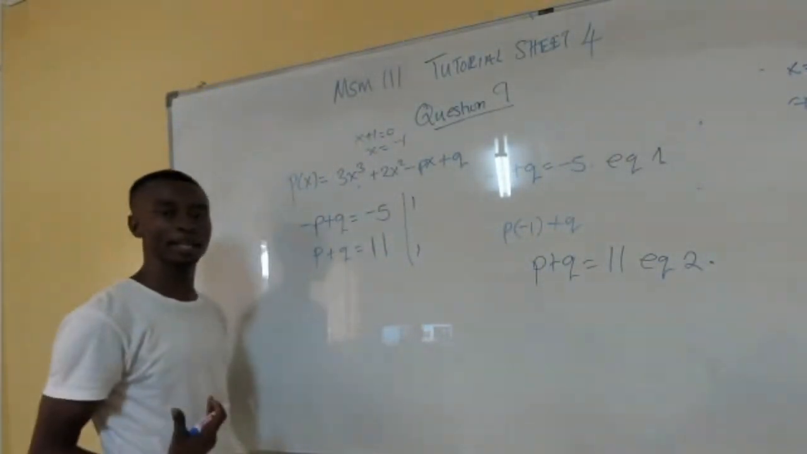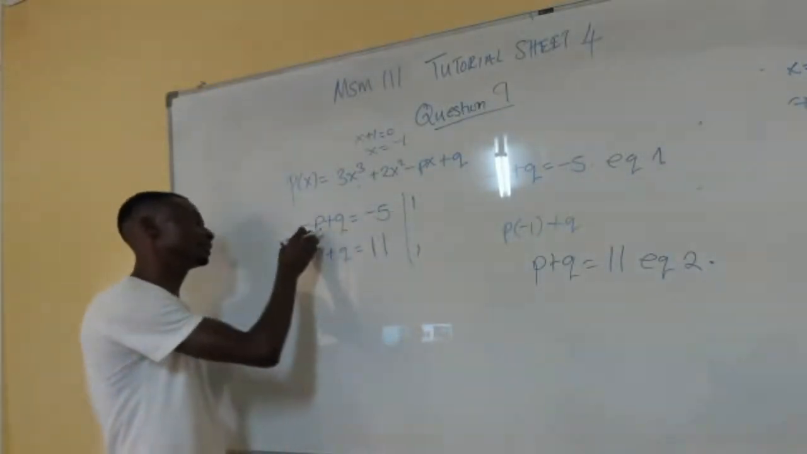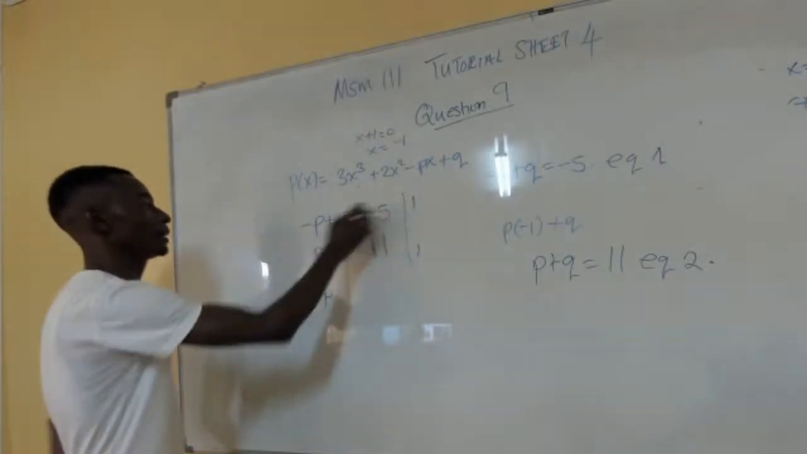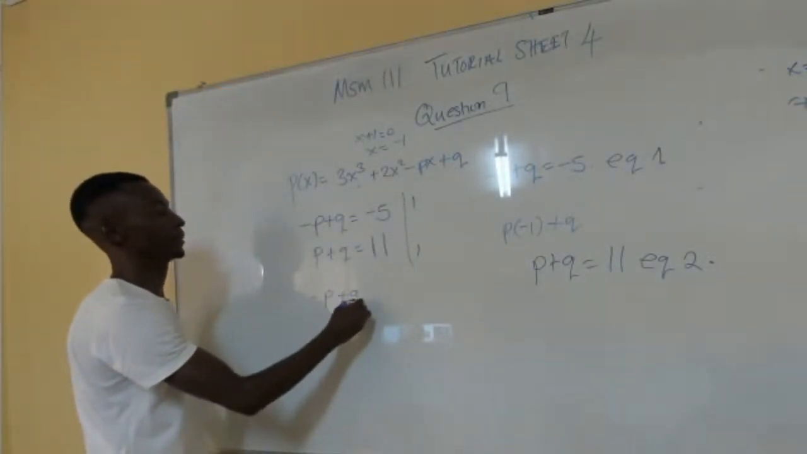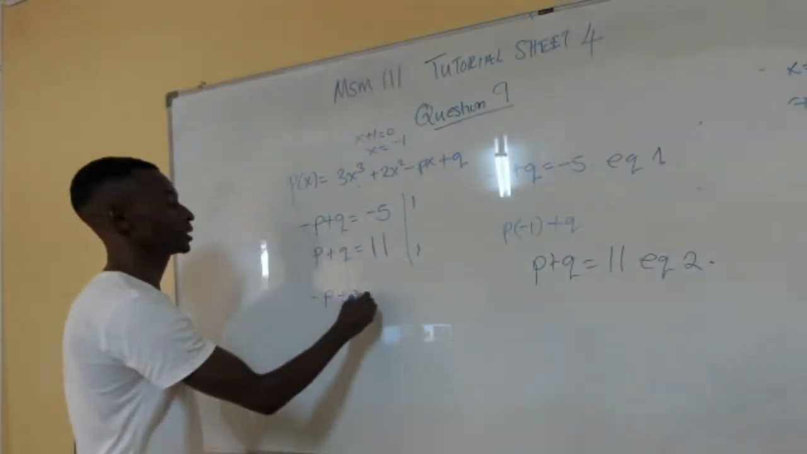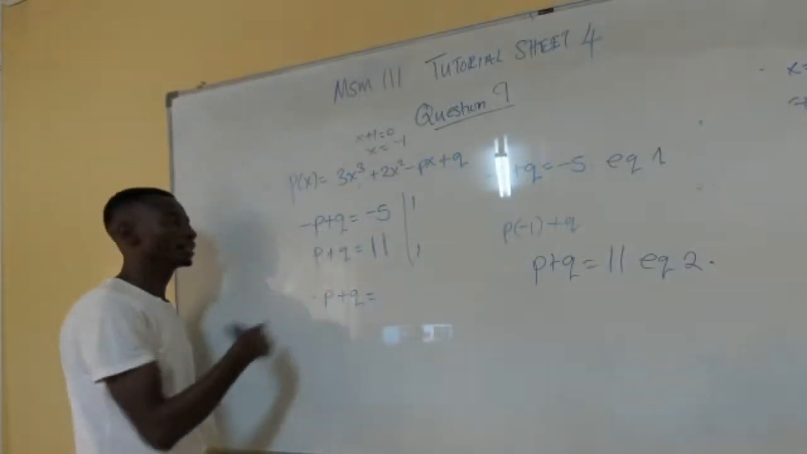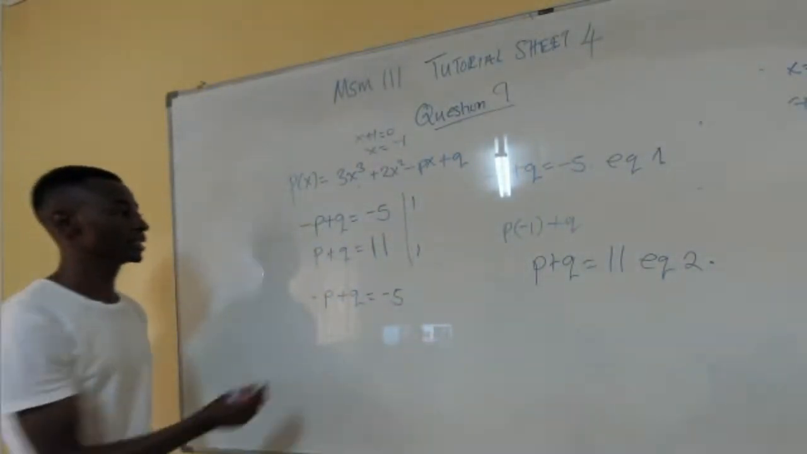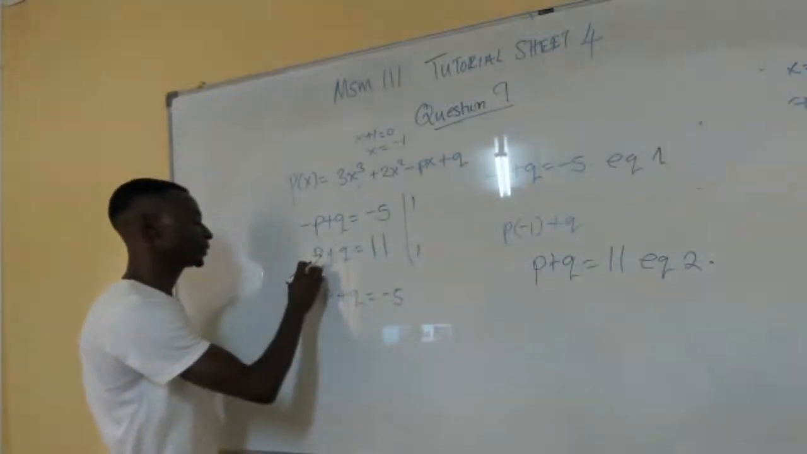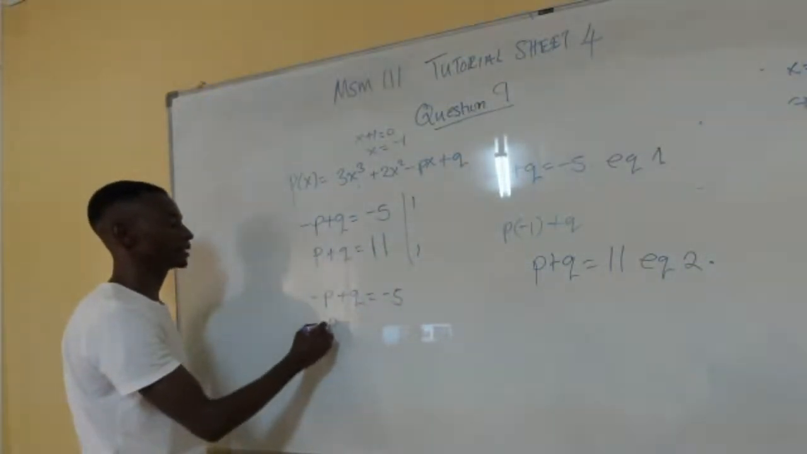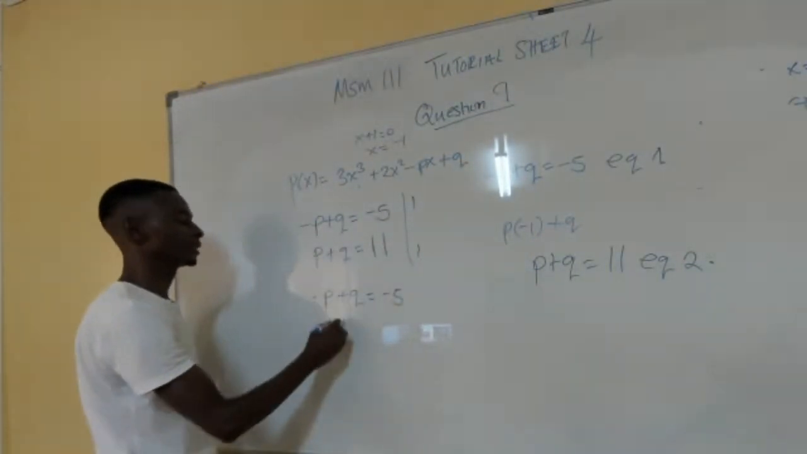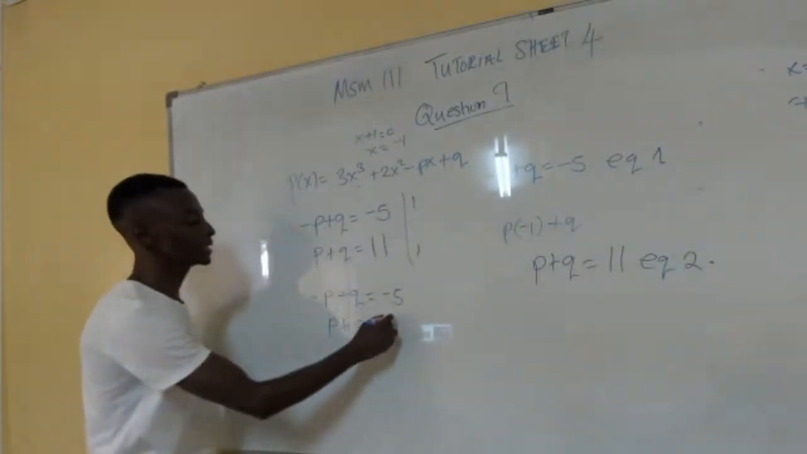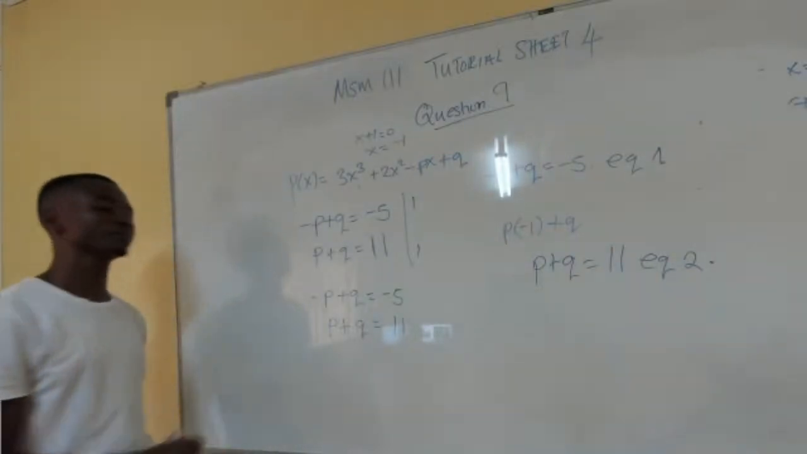So now you start multiplying. 1 by negative P, you're getting negative P. 1 by Q, you're getting positive Q, equal to 1 by negative 5, you're getting negative 5. We proceed. 1 by P, you're getting P. 1 by Q, you're getting Q. 1 by 11, you're getting 11.